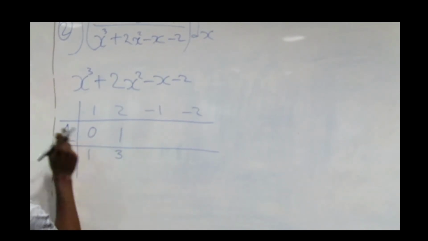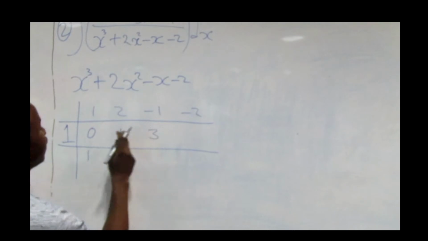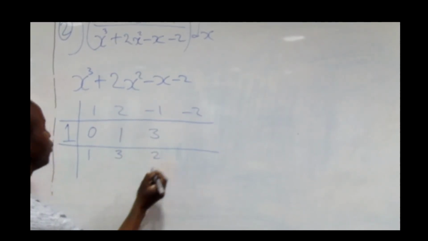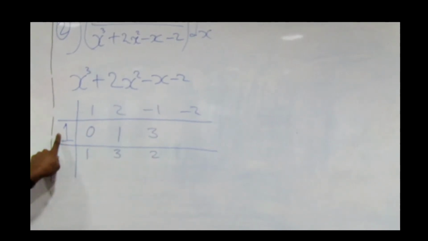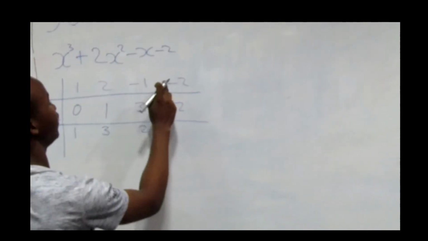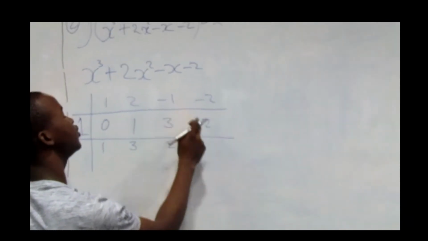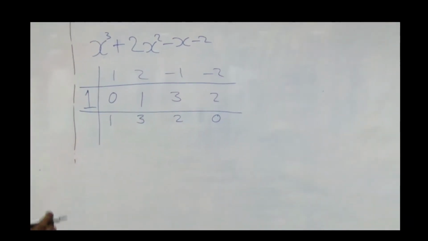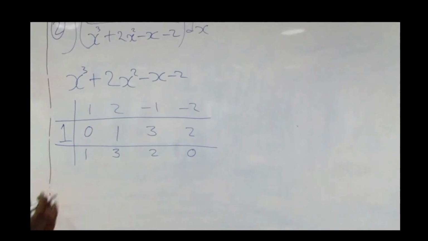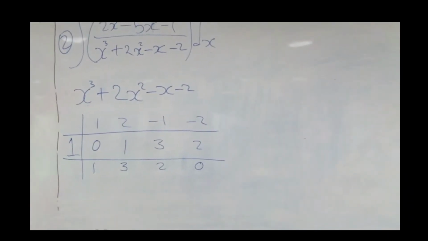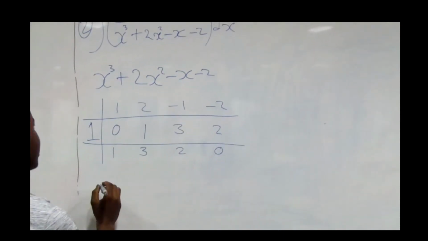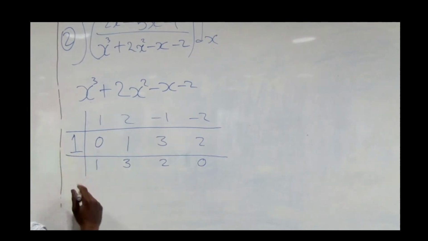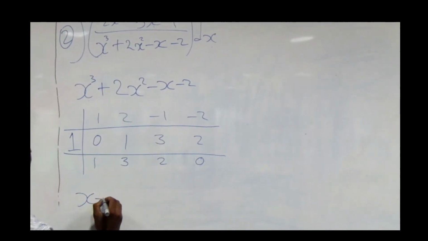3 times 1 is 3. Negative 1 plus 3 is 2. 2 times 1 is 2. Negative 2 minus negative 2 plus 2 is 0. Then from there on, you're gonna write your function. How do you get your function from these numbers? You're gonna say this is your factor theorem. Because it is positive, when you put it here, it's gonna be negative 1.